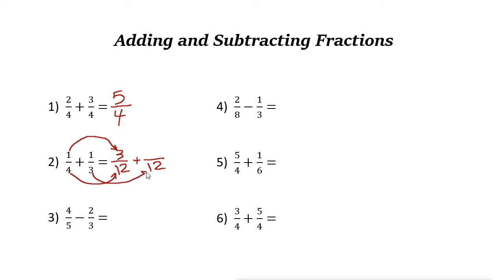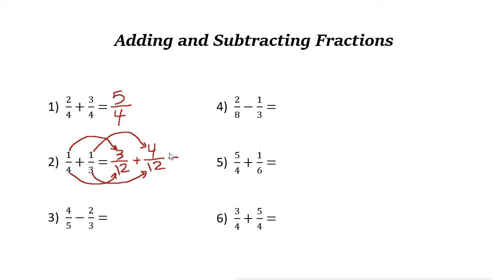For the second one, 3 times 4 is 12. We need to do the same thing for the numerator. 1 times 4 is 4. 4 over 12 equals 1 over 3.